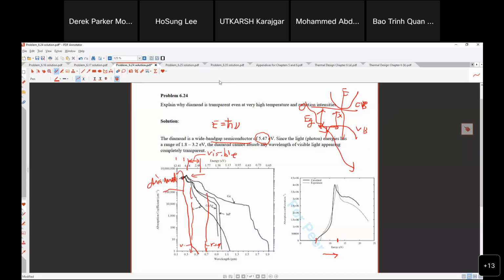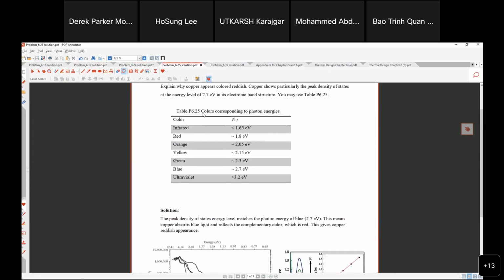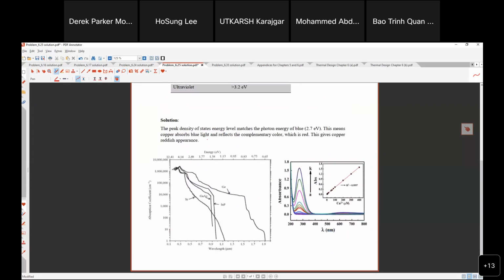Okay, I think another problem is copper. Which one is copper? Yeah, copper. Figure 125. The copper appears reddish. Why? The peak, it turns out, is 2.7. This is a typical absorption coefficient. It's related to electrons. I told you the band structure, the band diagram, is related to the absorption, so there is a lot of study about the absorption coefficient.